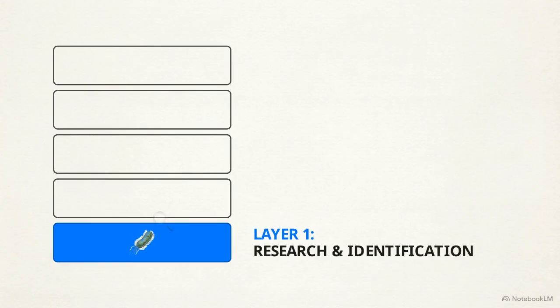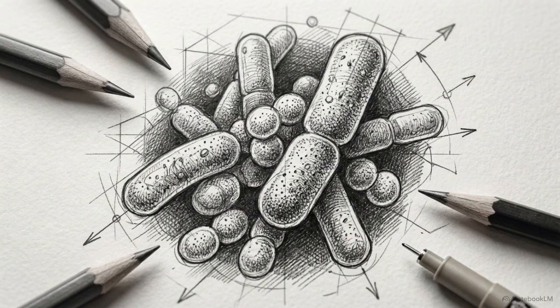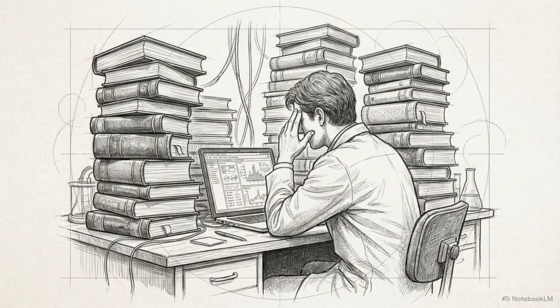This diagram illustrates the lab stack. To improve lab performance, we begin at this foundational layer, daily organism research and identification, where analysts spend hours establishing data context for their findings. In non-sterile manufacturing, analysts must determine if a recovered microbe is an objectionable microorganism, a species that poses a risk to the specific product or patient. Traditionally, this requires hours of manual research across Google Scholar or physical copies of Burgess' Manual of Determinative Bacteriology.